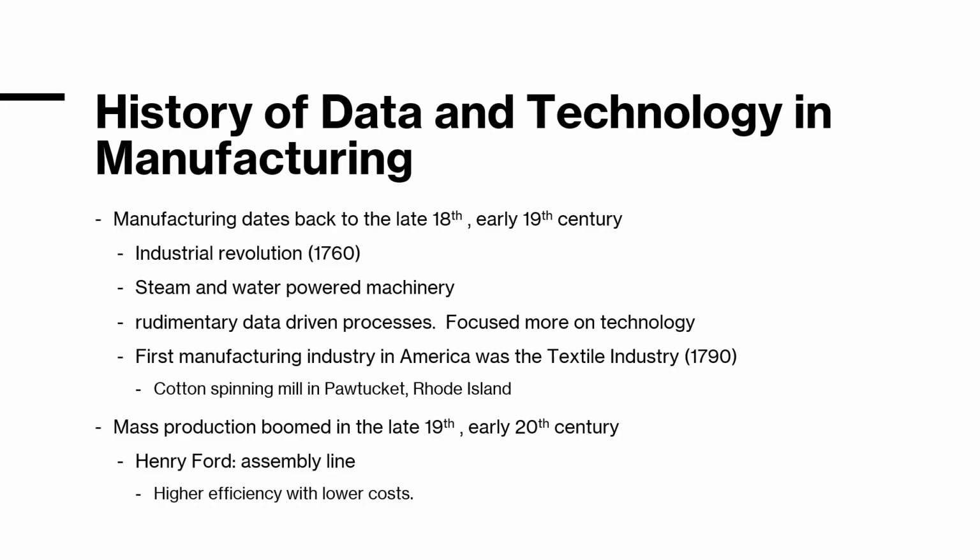And the very first manufacturing industry in America was actually the textile industry, which was in 1790. And that was actually the cotton spinning mill that was in Pawtucket, Rhode Island.